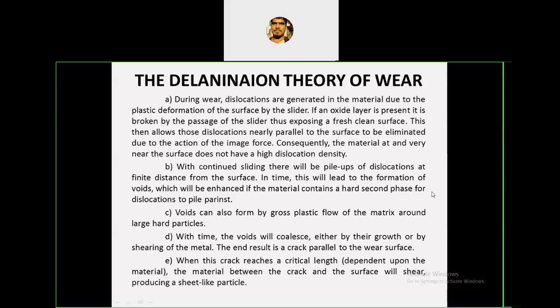And these voids can also form by a gross plastic flow of the matrix around large hard particles. The hard particles surrounded by some plastic material may cause the voids. There are many reasons for voids. The voids may be because of manufacturing defects, because of the operating conditions over time, because of hard particles sitting on another surface, or because of a chemical reaction, whatever it may be. The source of voids is any number of reasons.